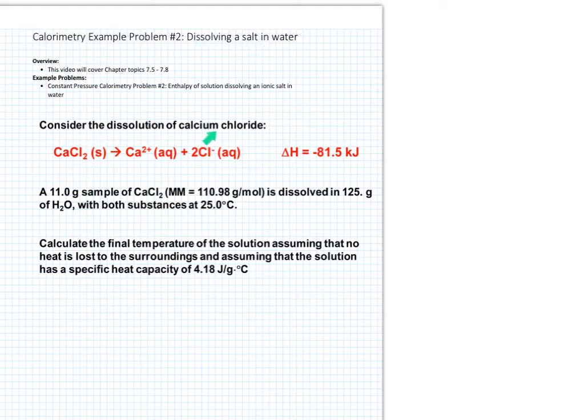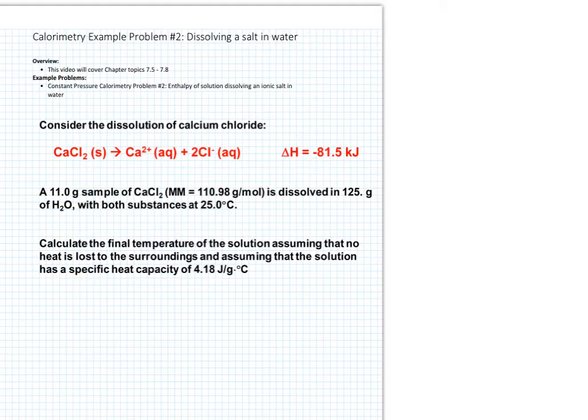So here's the equation. Solid calcium chloride dissolves into calcium ions plus 2 chloride ions. So 1 mole of calcium chloride yields 1 mole of calcium ions plus 2 moles of chloride ions. We have a delta H for this reaction. If you recall, this is called a thermochemical equation. When you have a balanced chemical equation plus a delta H value associated with it, we call that a thermochemical equation. And we note there's a negative sign here, which tells us when it dissolves, it's actually giving off heat. So the water around it should get warmer.